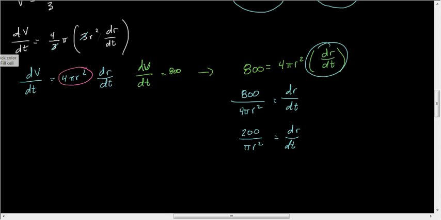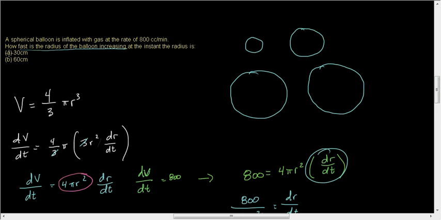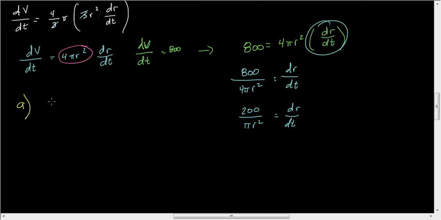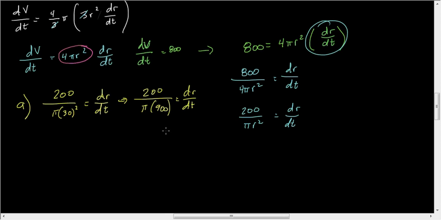All right, so now we can go back and plug some numbers in. So let's plug it in when r is 30. So we have part A. We're going to take 200 over pi times 30 squared equals dr/dt. This gives us 200 over pi times 900 is equal to dr/dt. And the hundreds cancel to leave me with 2 ninths over pi. So this is 2 over 9 pi is equal to dr/dt.